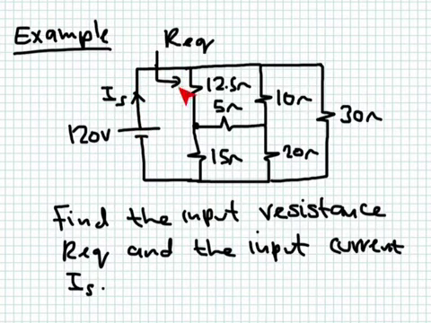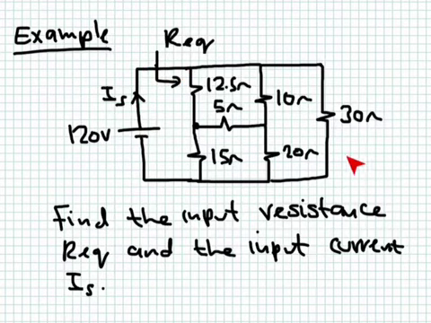So the input resistance, we call it R equivalent, or R input, or R total. And the supplied current by the source, we call it I source, or I in, or I total, or I equivalent. It has many names. They all mean the same thing. It's the current supplied by the source.